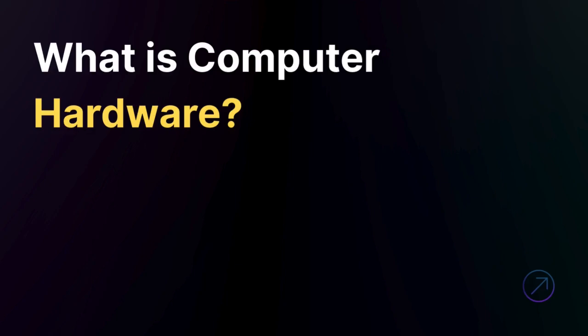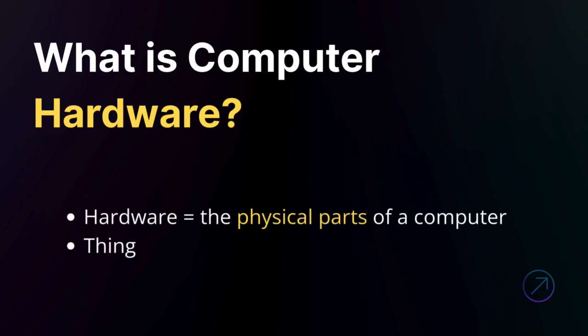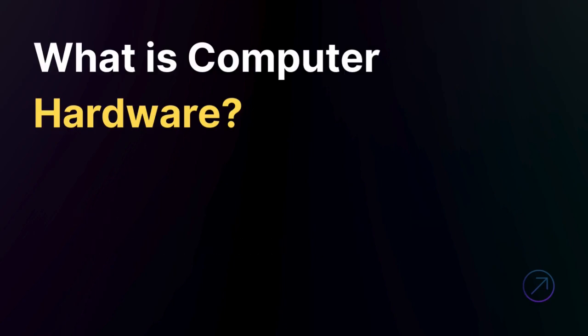Computer hardware refers to all the physical, touchable parts of a computer. These parts work together to make the computer function.